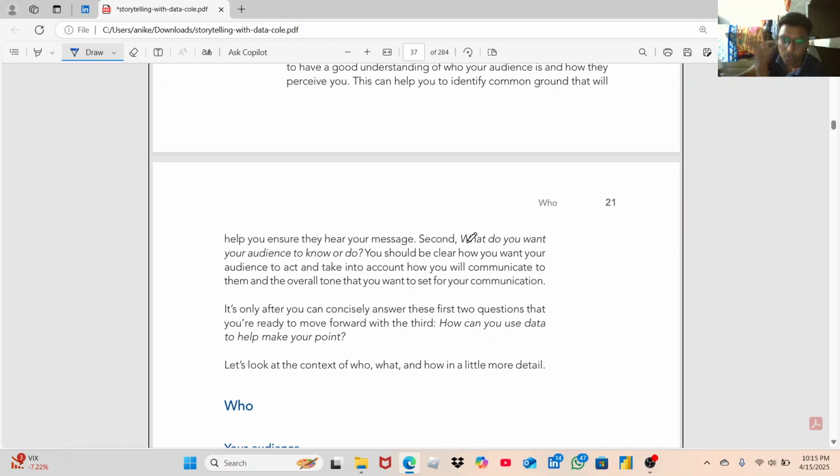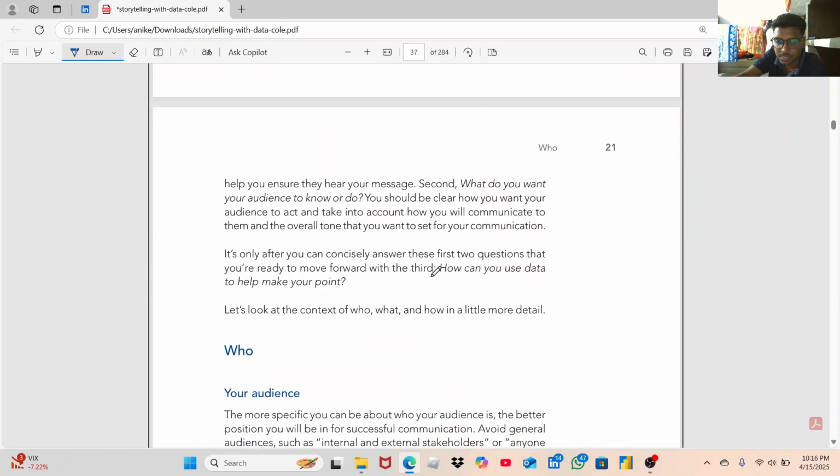Second, what do you want your audience to know or do? You should be clear how you want your audience to act, and take into account how you will communicate to them and the overall tone you want to set for your communication. It's only after you can concisely answer these two questions that you can ask how to use data to help. The pillars of context are who, what, and how. This is very important. Always, when you get a question on context, just ask who your audience is, what they want, and how you can deliver it to them.